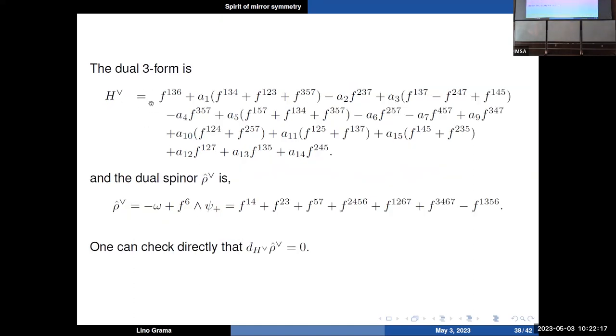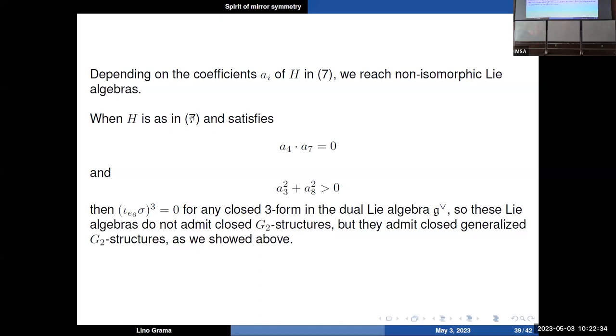For instance, for this three form here, we have this dual spinor, and we can compute that this is closed. Now, for the family that comes from putting the condition a4 times a7 is zero, and the same here in this parameter, for all non-isomorphic Lie algebras we have this condition, and for any three form, this cannot admit any closed G2 structure, but they admit a generalized closed G2 structure. So via duality, you have a lot of freedom to produce examples.